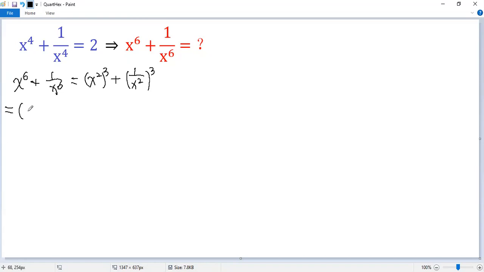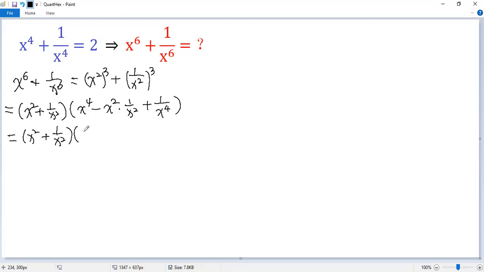So we get a plus b, so x squared plus 1 over x squared, times a squared, so it would be x to the power 4, minus the product of the two terms, so it would be x squared times 1 over x squared, plus the square of the second term, so 1 over x to the power 4. So we can write as x squared plus 1 over x squared, the second factor, x to the power 4 plus 1 over x to the power 4, and then minus x here is 1.